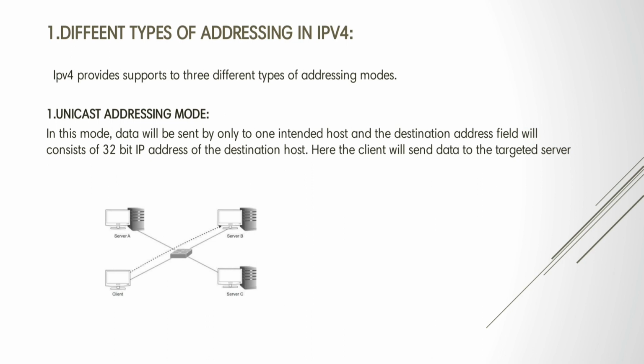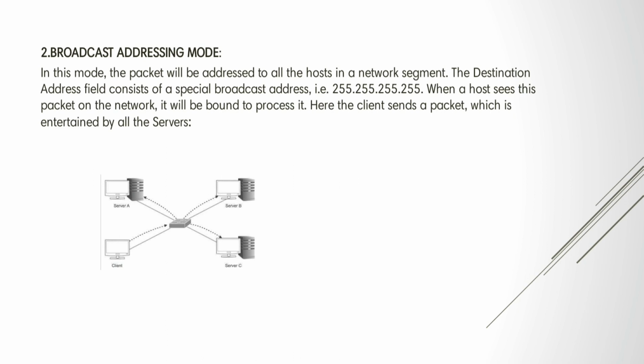Let's see how IPv4 provides support to three different types of addressing mode. Unicast addressing mode. In this mode, data will be sent only by one host to the destination address field. Here, the IP address consists of the 32-bit IP address of the destination host. Here, the client will send the data to the targeted server.